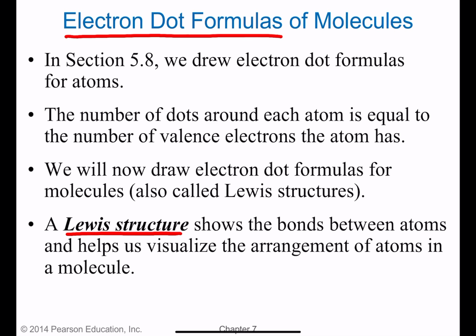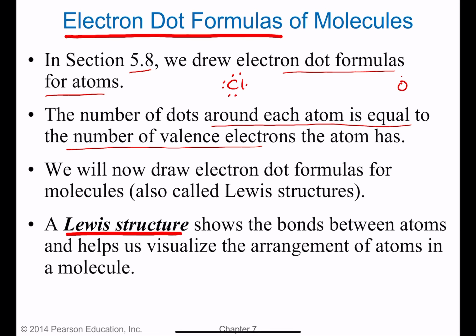We didn't do it in the slides, but if you look at chapter 5, they talk about electron dot formulas for atoms. So for example, chlorine has 7 valence electrons. That means we would draw the 7 valence electrons as 7 dots around the atom. That's what they mean by an electron dot formula for an atom. The number of dots around each atom is equal to the number of valence electrons. So you can just go from its location on the periodic table. So oxygen has 6, so we can just put 6 electrons around it. That would be the electron dot formula for oxygen.